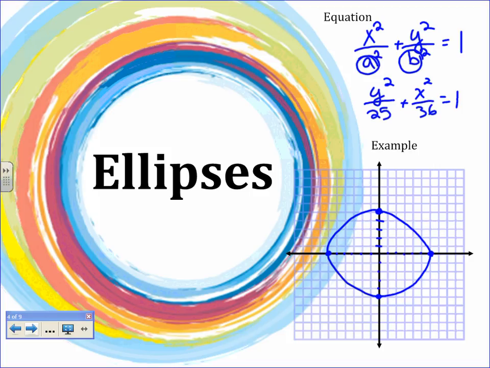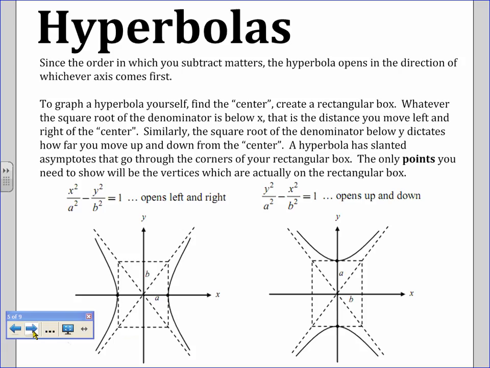Okay. Hyperbolas. Definitely the most difficult of these 3 things that we're going to discuss. So, since the order in which you subtract matters, okay, what are we talking about? Well, in general, you can write it in 2 different ways. X squared over a squared minus y squared over b squared equals 1. So we have a and b just like before when we had our ellipse, right? The radius is different in the x and y directions, and they're still equal to 1.